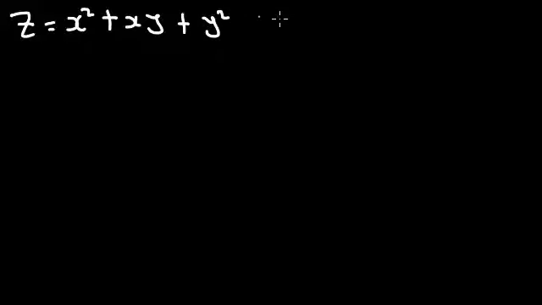So the question says to investigate the stationary values of the function. The function is as follows: z equals x squared plus xy plus y all squared plus 5x minus 5y plus 3. So this is the question. We are required to investigate the stationary value.